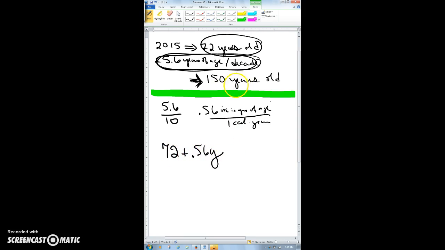But our goal is to figure out when that is going to hit 150. So if we use a little bit of algebra here, we can subtract and figure out how many years are elapsing from the time someone is 72 years old to when they become 150. And so if I subtract, I get 78. So that's an increase of 78 years, and I know the rate.